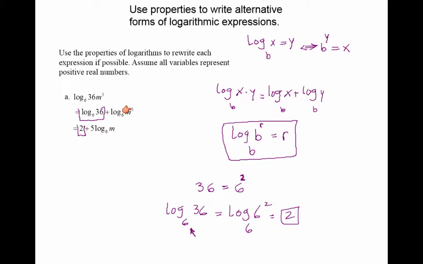With this one, you can use the power rule. Remember the power rule? If I have log of x to the power of n, I can move the n right in front of the log. It would be n log of x. We keep the base the same, here called b. So in this case, I can move this 5 right in front of log of m. It would be 5 log of m with the same base 6.